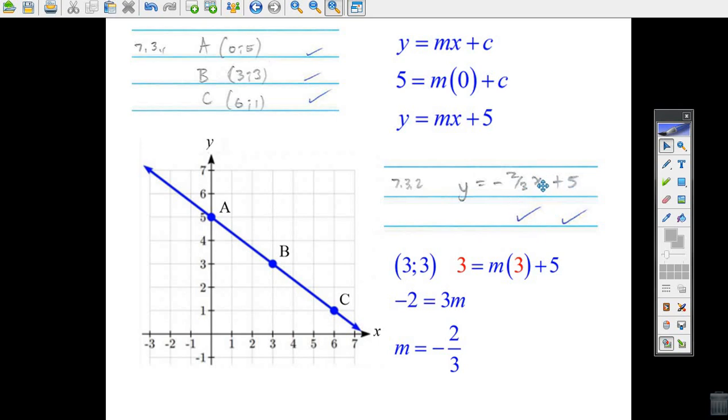You could try it and see, hey, does this work? Let's see if it works for 6 and 1 here. Well, minus 2 times 6 is minus 12. Divided by 3 is minus 4. Plus 5 is 1. Hey, it makes y 1 when x is 6. In fact, it'll work for any point you found on this line. If you want to have an x value, you'll get a y value using this formula.